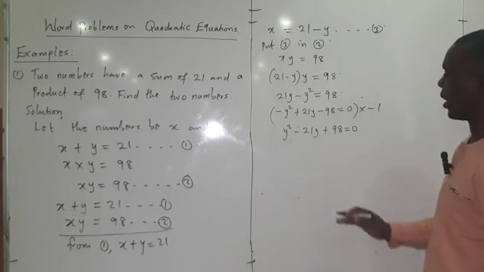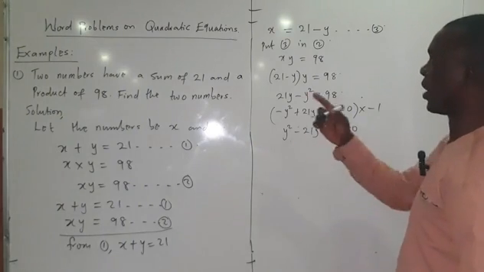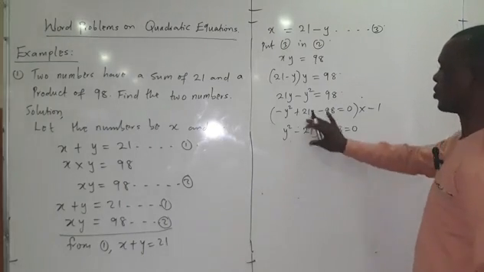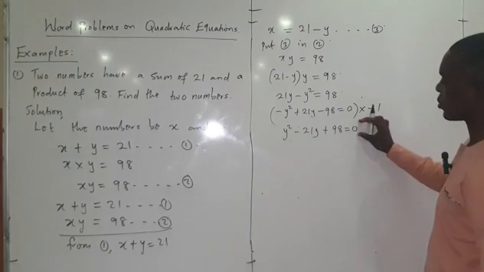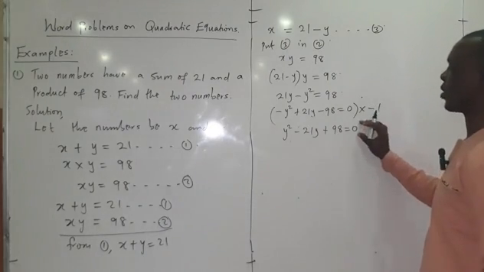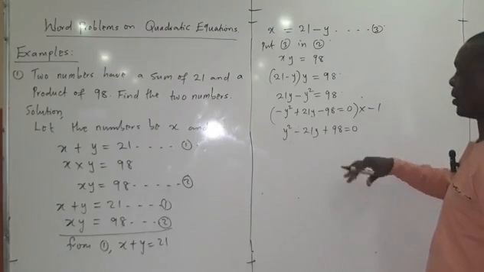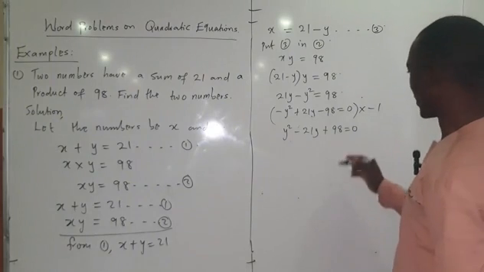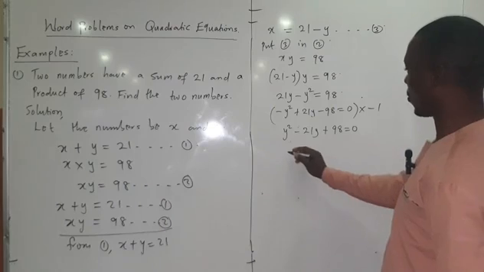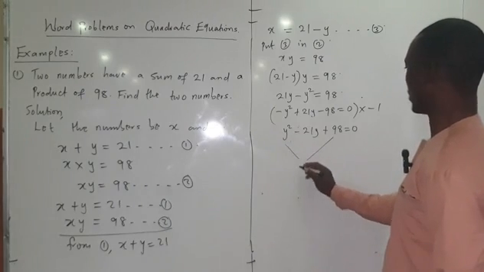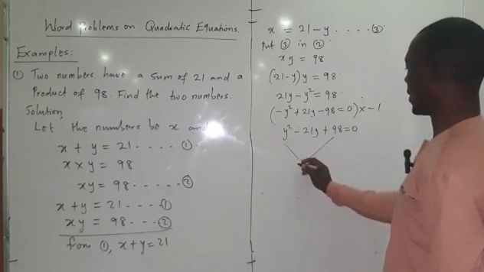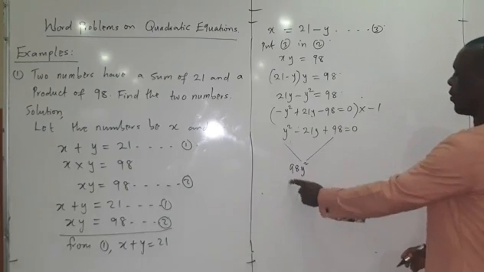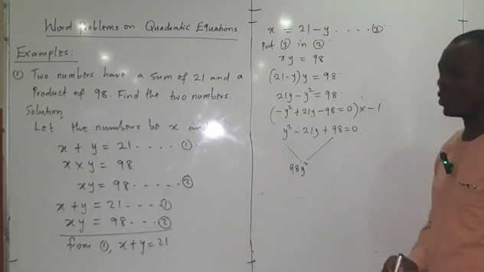So this is a normal quadratic equation. You can see the topic is word problems on quadratic equations. We can now solve this using either the factorization method, elimination method, completing the square method, or formula method. I think this question is factorizable, so I'm going to factorize. We have Y squared multiplied by 98, that's 98Y squared. We now look for two factors of 98 that will add up to minus 21Y.